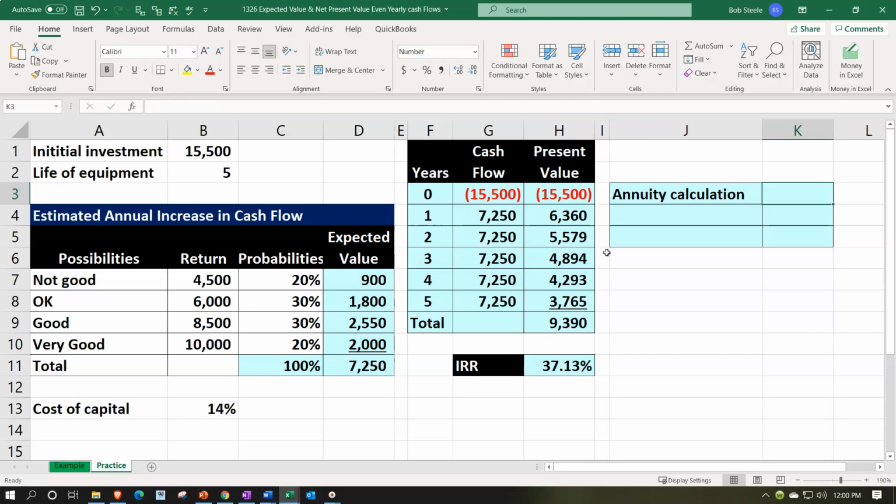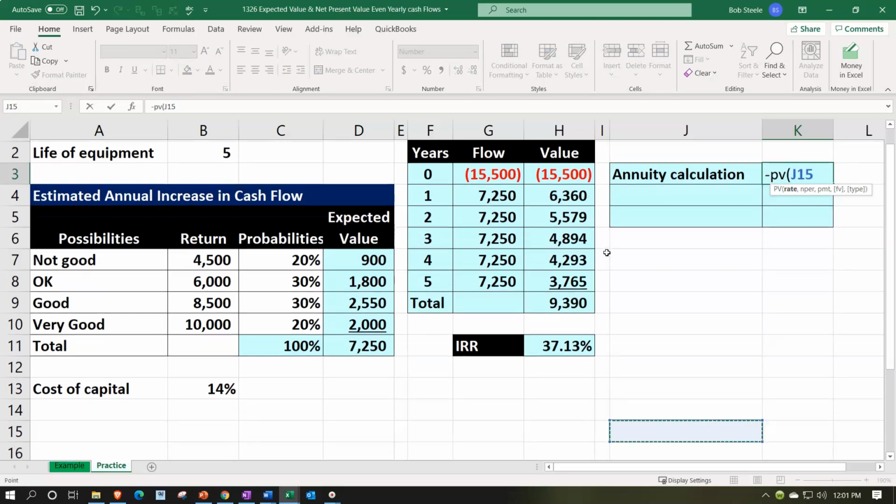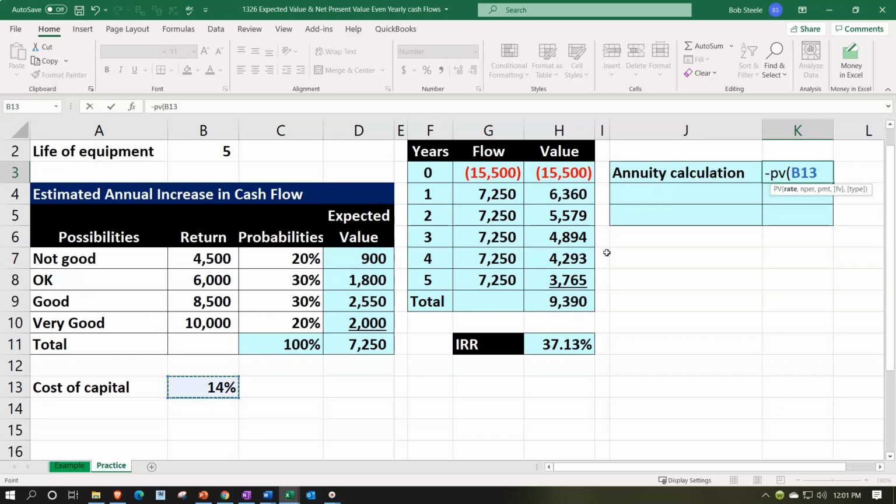So the annuity, then let's do the annuity type of calculation. This would be the negative present value, shift 9. The rate would be the 14%. And again, we have presentations on how to do the annuity with a formula and how to do it with tables if they make you use tables in prior sections. You can take a look at those there. I won't go into a lot of detail here with that.